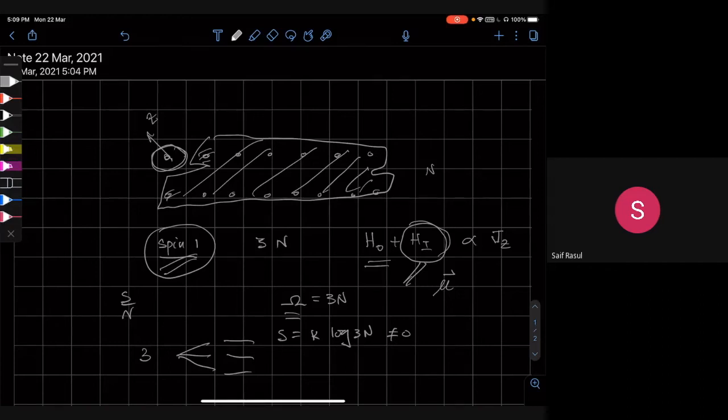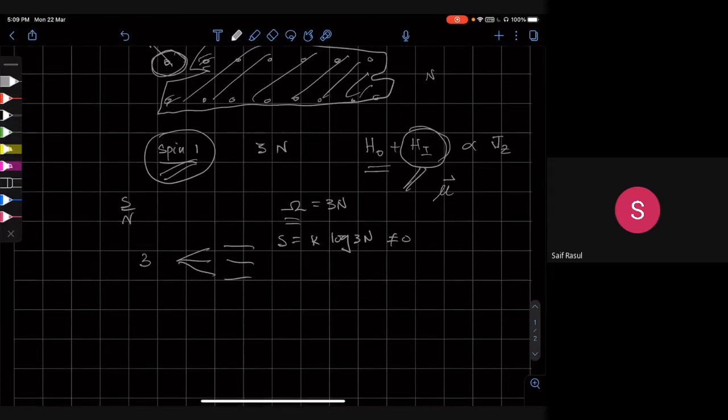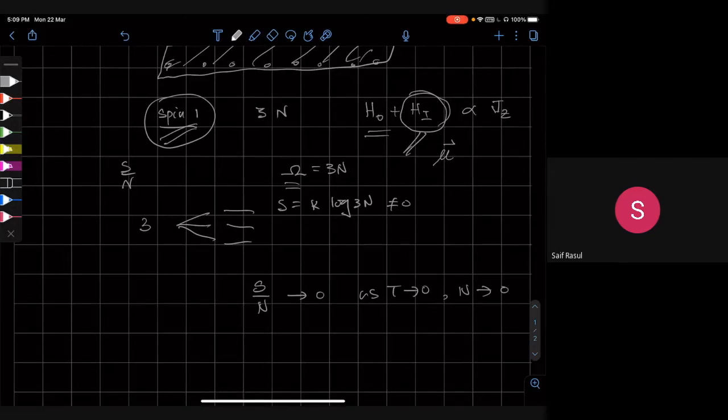I think you said something about the entropy density tending to infinity or zero. The idea is that it's the entropy density that needs to go to 0 as T goes to 0 and n goes to infinity. Sorry, n goes to infinity, yes.